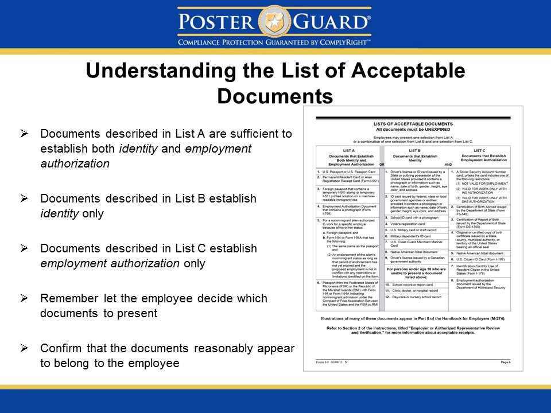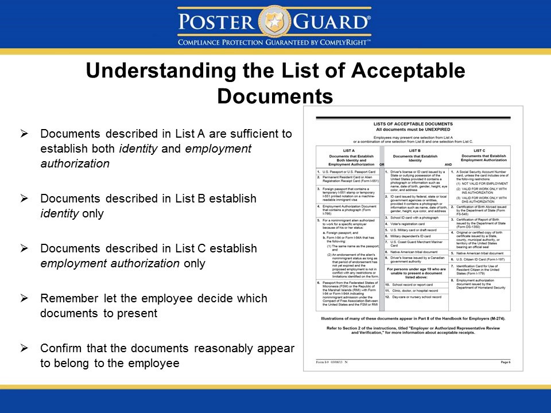So the form divides the documents into 3 columns. The documents described in List A are sufficient to establish both identity and employment eligibility. So if an employee shows you one of these from List A, that's all they need to produce. The documents in List B only establish identity, and then the documents in List C only establish employment eligibility or authorization. So if an employee doesn't show you a List A document, they're going to need to show you both a document from List B for identity and C for eligibility.